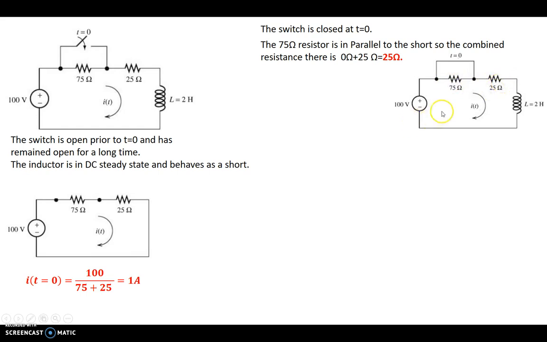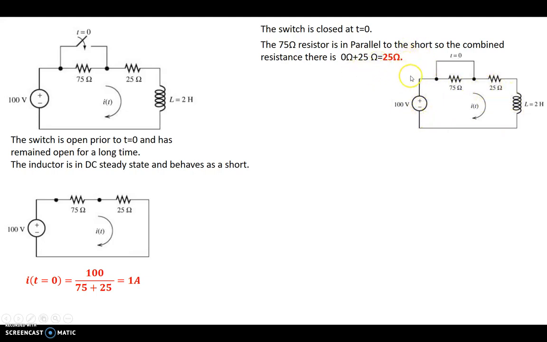Now, that 25 ohm also happens to be the Thevenin resistance of that circuit. So looking at it from the inductor terminal, if I look from these two points, the point of view of the inductor, the only thing it sees is, I zero out the voltage source, and the only resistance it sees is 25 ohms. So the Thevenin resistance is 25 ohms.